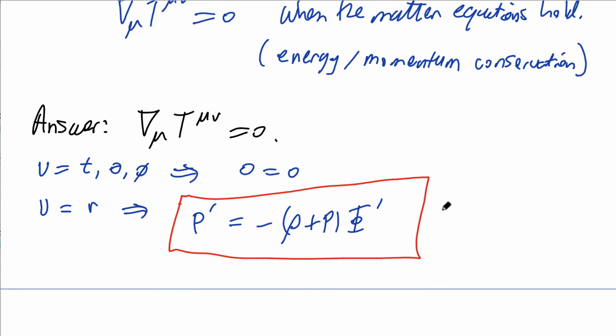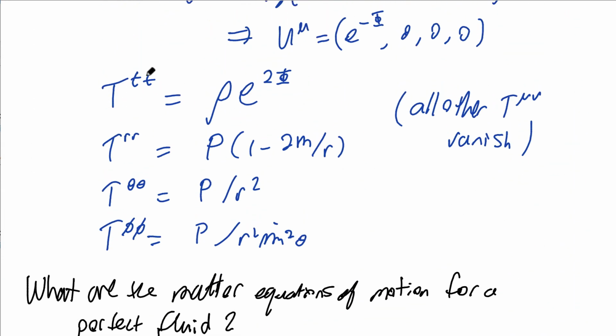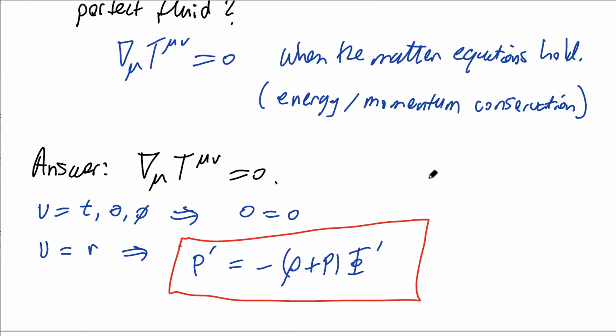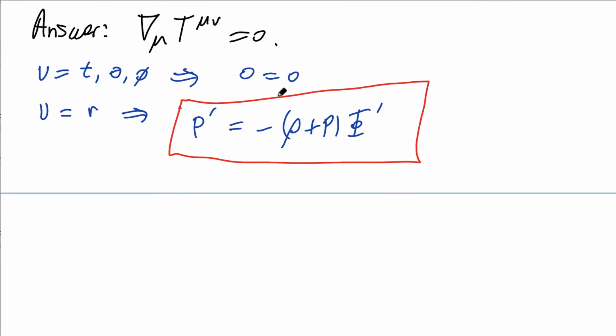Before I go on, let me correct a mistake I made earlier. The upper TT component of the stress energy momentum tensor for the perfect fluid is rho times e to the minus 2 phi. So there should be a minus sign here. So now this is the result from applying the matter equations of motion to the perfect fluid. Now we can apply the Einstein equations. That's G mu nu equals, setting Newton's constant and the speed of light equal to 1, 8 pi T mu nu.